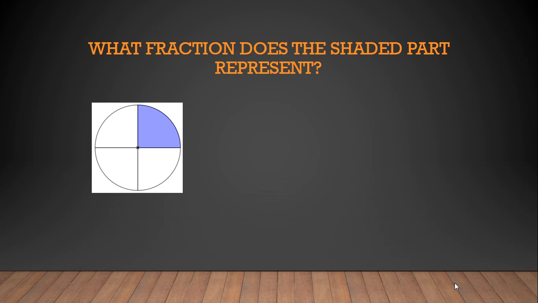Take a look at this first example. What fraction does the shaded part represent? Here we have a circle that is split into 4 equal parts, and 1 is purple. This fraction would be 1/4 because 1 out of 4 equal pieces is shaded.